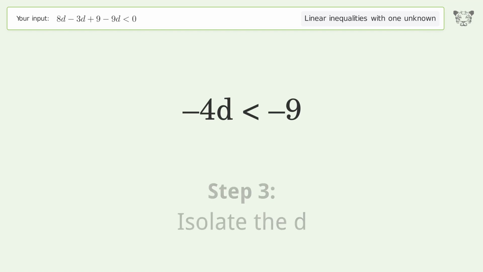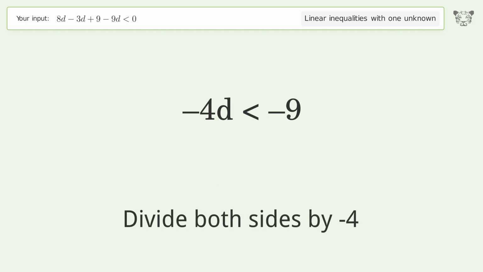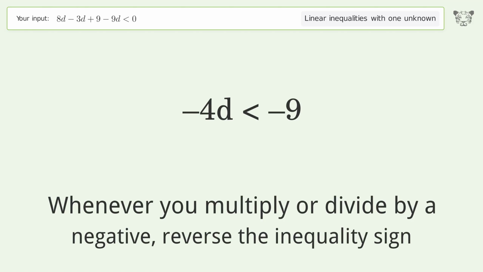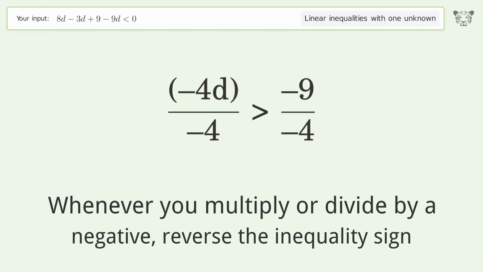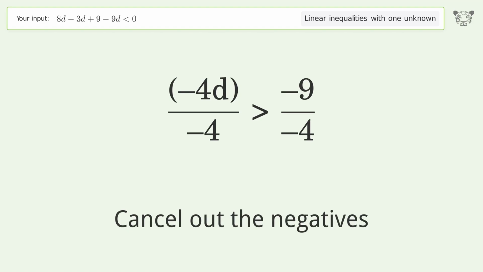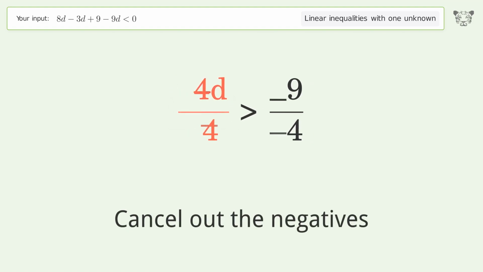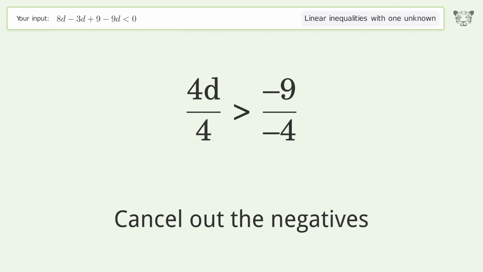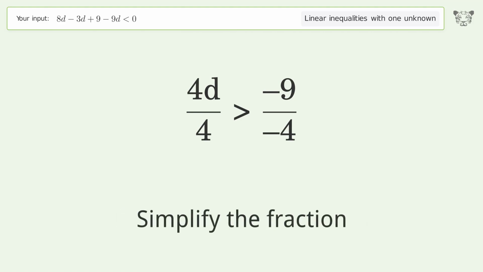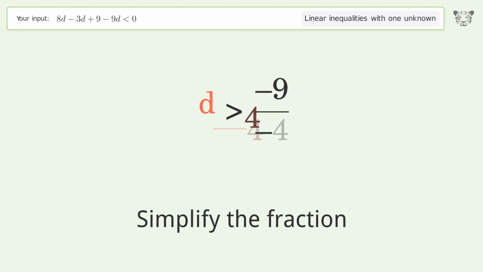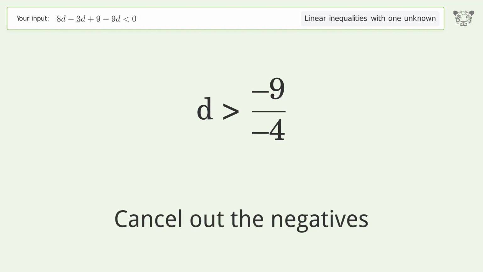Isolate the d. Divide both sides by -4. Whenever you multiply or divide by a negative, reverse the inequality sign. Cancel out the negatives. Simplify the fraction. Cancel out the negatives.